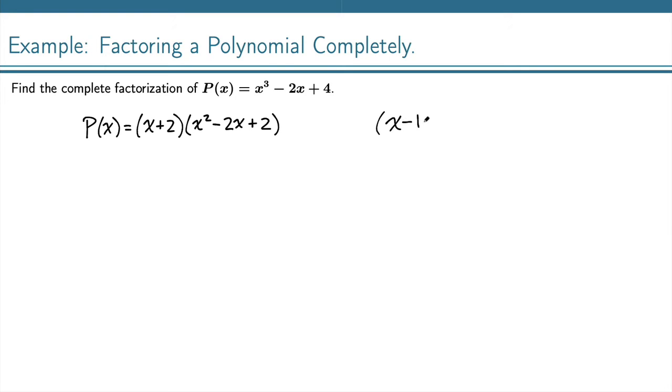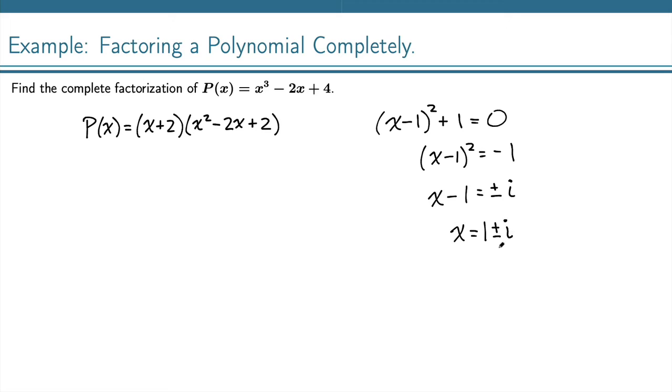We get an x minus 1 squared, and then we have a plus 1 at the end. And we set this equal to 0, and then we can solve for x. So if I subtract 1 from both sides, I have x minus 1 squared equals negative 1. And then I take the square root, and I get x minus 1 equals plus or minus i. And then I add 1 to both sides, and I get x equals 1 plus or minus i. And so those are my two zeros from this quadratic.